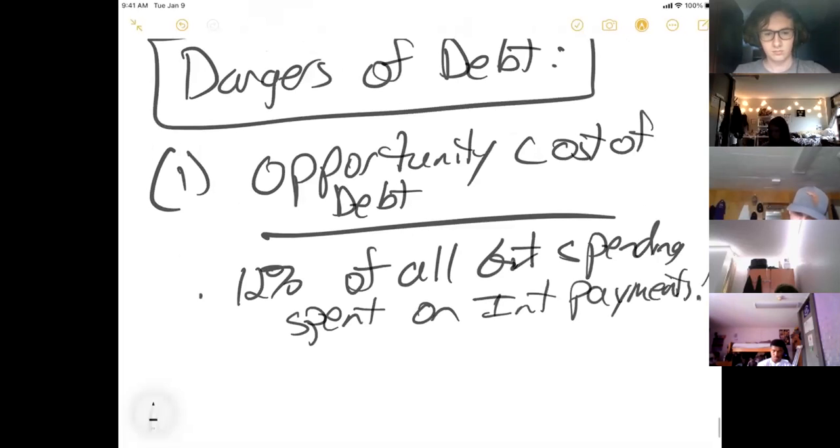There's a big opportunity cost. We spend about 12% of our total spending on paying interest on the debt. We could be spending this on other things.